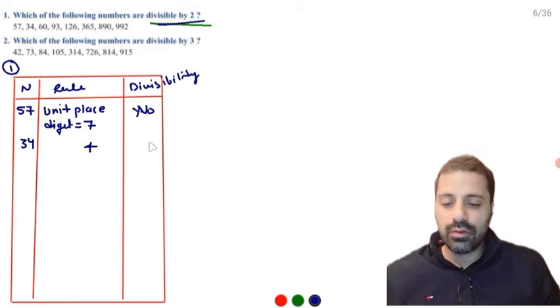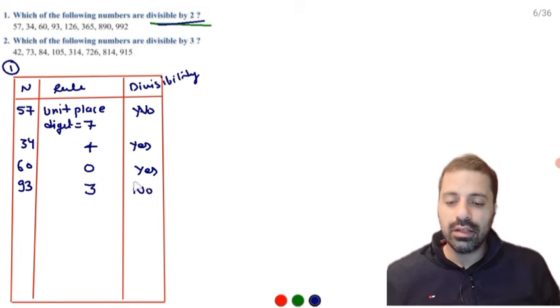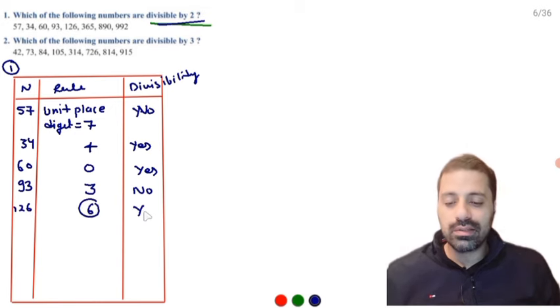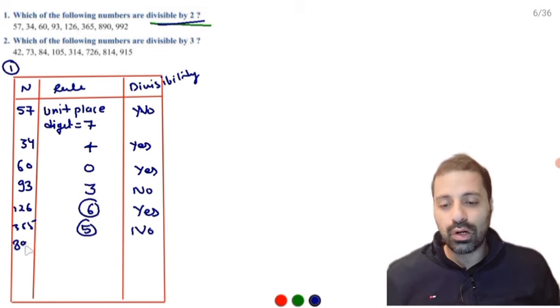What about 34? The unit place digit here is 4, so yes. In 60 the unit place digit is 0, so yes, it is divisible. Again 93, the unit place digit is 3, so it is not even, it is an odd number, so the answer will be no. 126, the unit place digit is 6, so yes, it is divisible by 2. The next number is 365, the unit place digit is 5, so no, because it is an odd number.